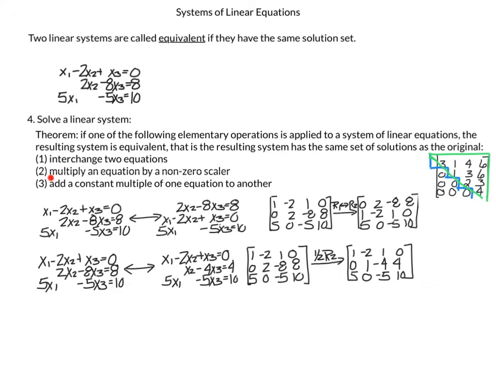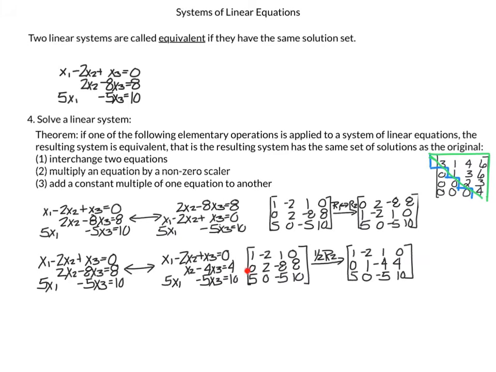The next row operation is to multiply an equation by a non-zero scalar. So what I did here, this is again my original set of linear equations. And now what I did to get my new set of linear equations is multiply this second line by 1/2. So my first equation and my third equation are untouched. I have 1/2, so that'll give me x2 minus 4x3 equals 4.